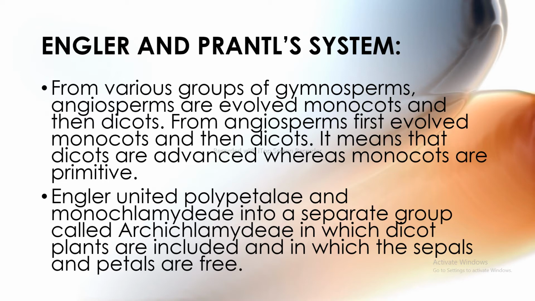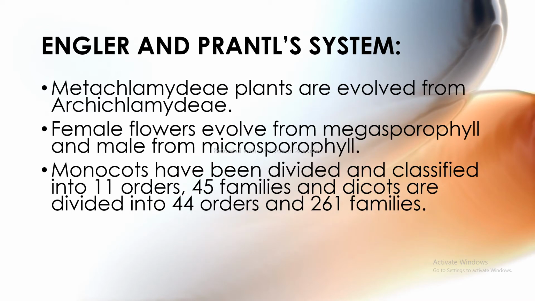Engler united Polypetalae and Monochlamydeae into a separate group called Archichlamydeae, in which dicot plants are included and in which the sepals and petals are free. Metachlamydeae plants evolved from Archichlamydeae. Female flowers evolved from megasporophyll and male from microsporophyll. Monocots have been divided and classified into 11 orders, 45 families, and dicots are divided into 44 orders and 261 families.